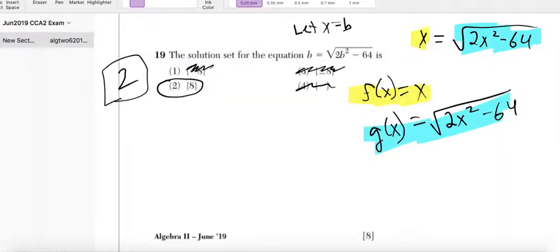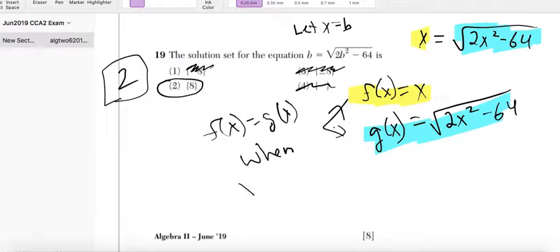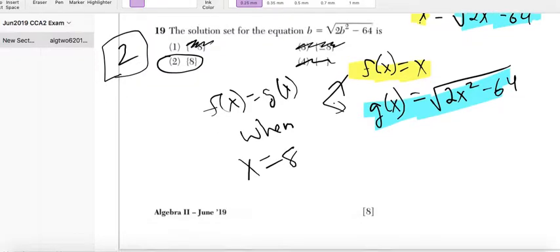Enough with this. Okay? Pause the video if you need to. I'm going to move on. So f of x equals g of x when x equals 8. All right? Moving on to number 20.